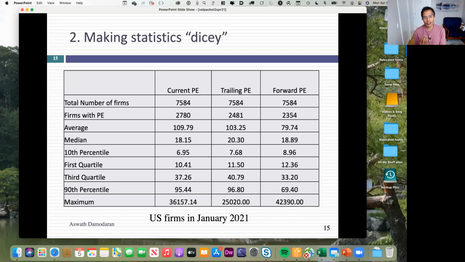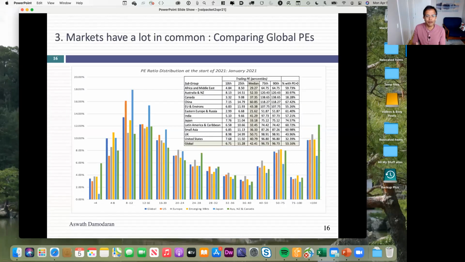So be careful. I see people using average PE, average EV to EBITDA. They don't talk about the sample bias, but this is a statistical problem that could create huge biases in your analysis.